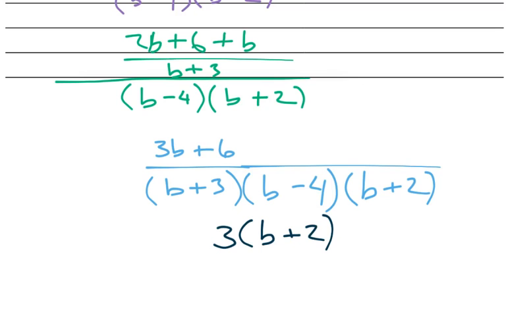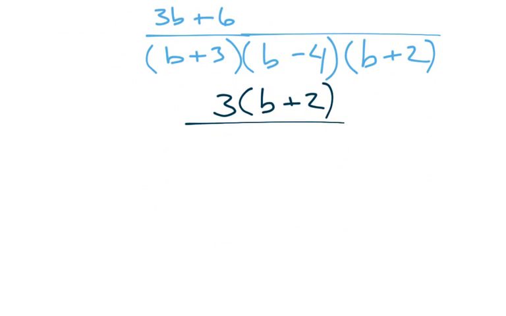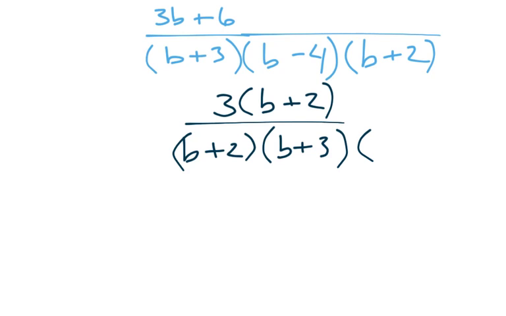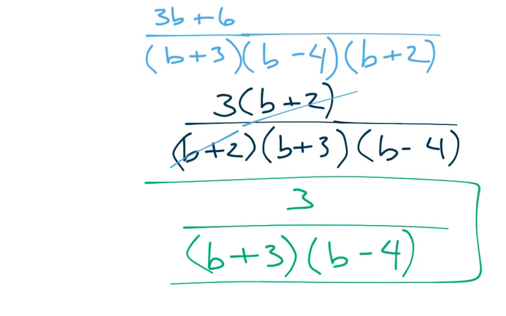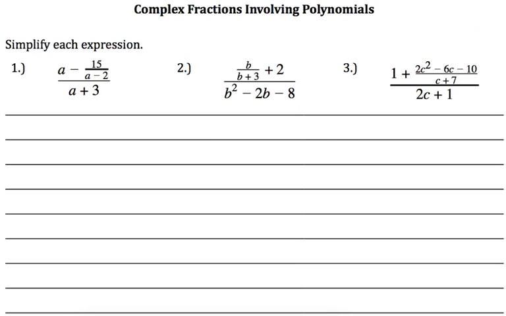3 times the quantity b plus 2 is the factored form. I got b plus 2, which I'll write out front just because 2 is greater than 3 is greater than 4. These guys go away later, and I'm left with 3 over b plus 3 times b minus 4. Not too crazy. Actually, it's pretty challenging, so I don't want to downplay it too much.